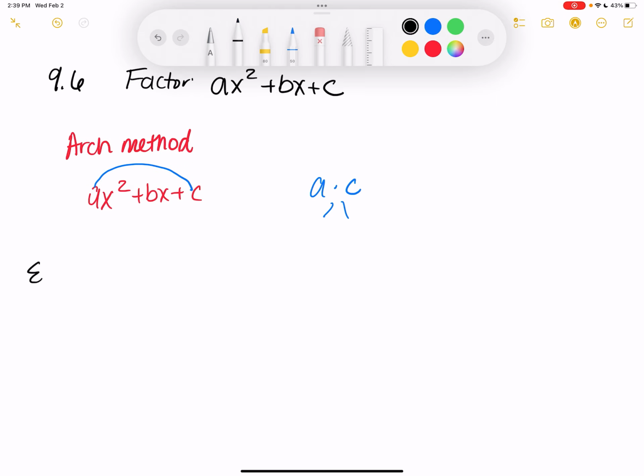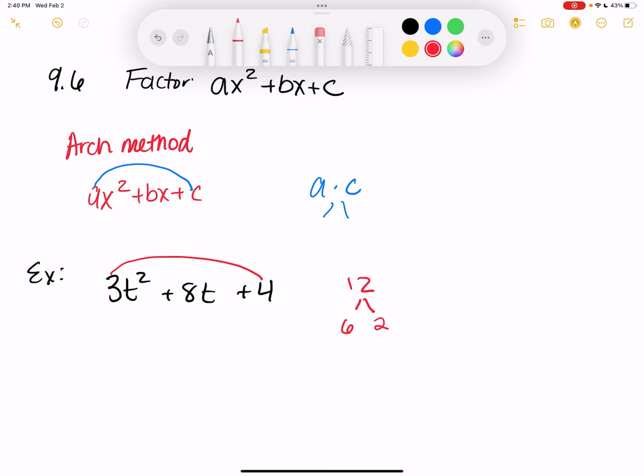So some examples. 3t squared plus 8t plus 4. So to do this, I'm going to multiply 3 times 4. Okay. So 3 times 4 is 12. So I'm looking for factors of 12 that add up to give me 8. Okay, 6 and 2. They're both positive.